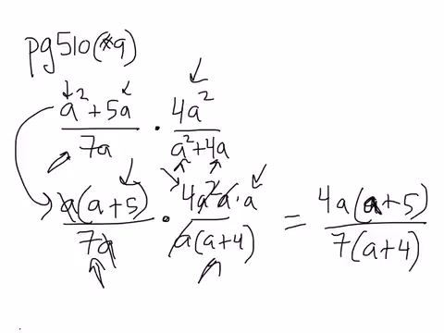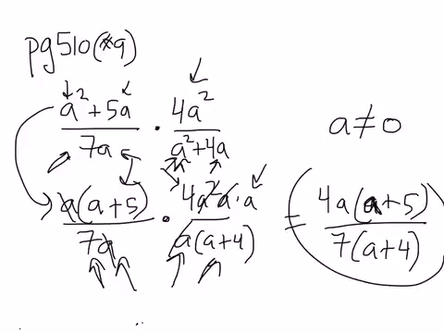And I did lose a little information. It doesn't talk about keeping track of this, but notice that I was dividing by a and I lost that information. So a can't be 0. I lost that because if I plug a 0 in, I'd be dividing by 0 here. All right, hope that helps.